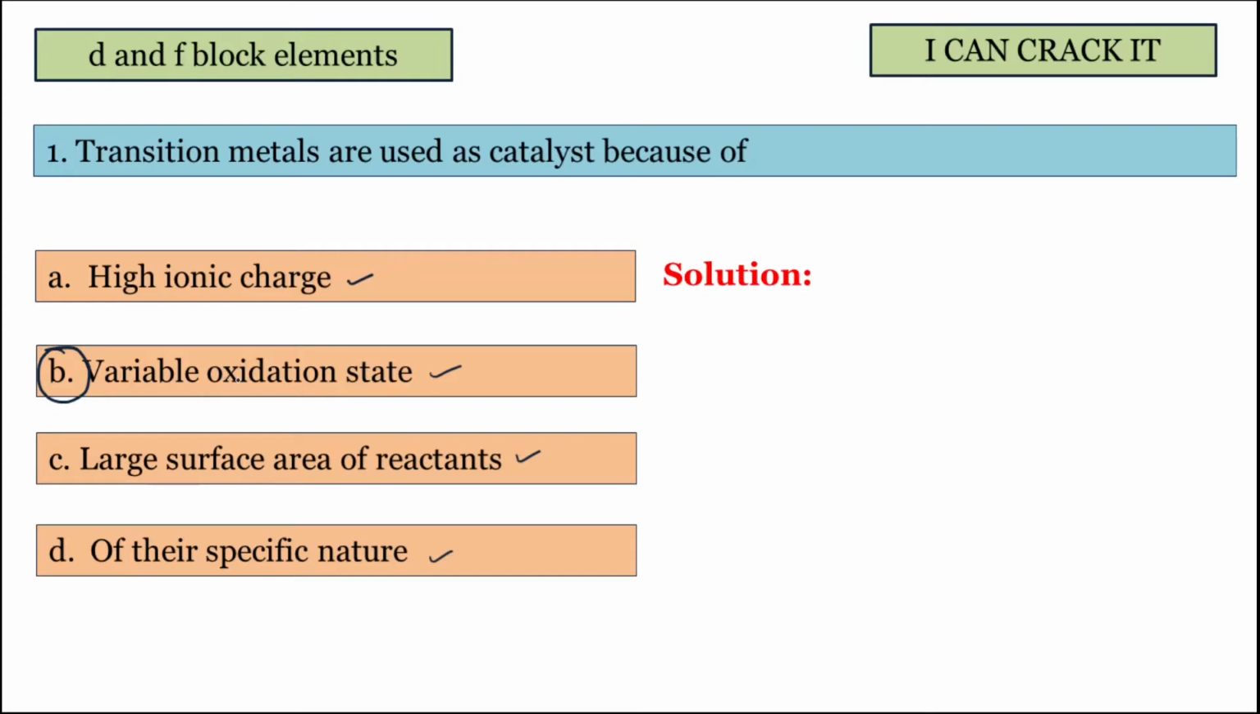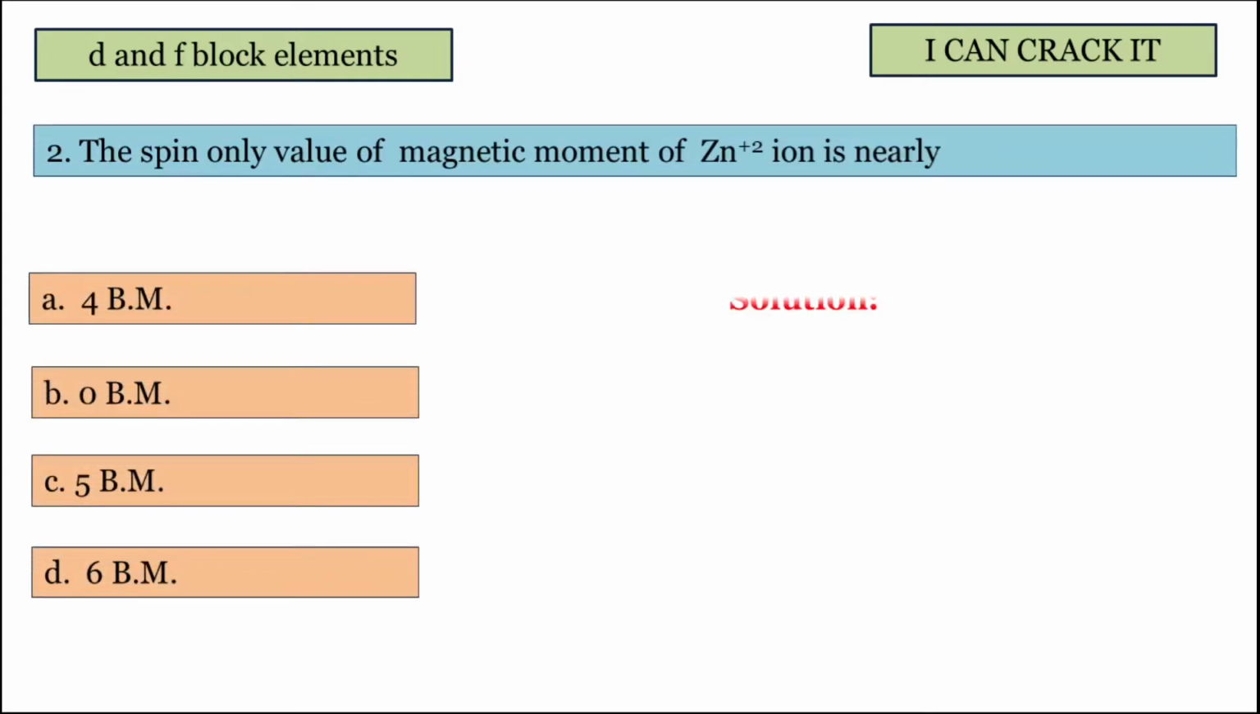Now let's see the second question. The spin only magnetic moment of Zn2+ is, see, Zn electronic configuration is 4s2 3d10. For Zn2+, this is 4s0 3d10. Now here check the number of unpaired electrons. It is 3d10 here. So 1, 2, 3, 4, 5, 6, 7, 8, 9, 10. Do you have unpaired electrons? No. That means the value of n is 0.